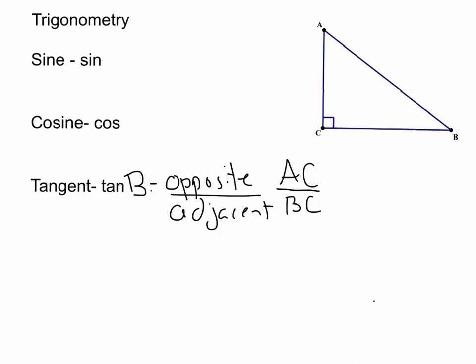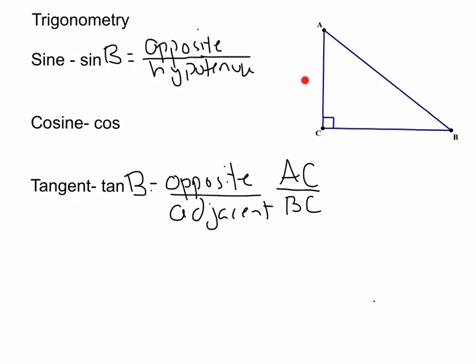Now for sine, let's find the sine of angle B. Our ratio in this case is opposite to hypotenuse. Our opposite side to B is still AC, but our hypotenuse is AB. So we're getting a ratio of different sides. Our opposite side is AC, and the hypotenuse is AB.